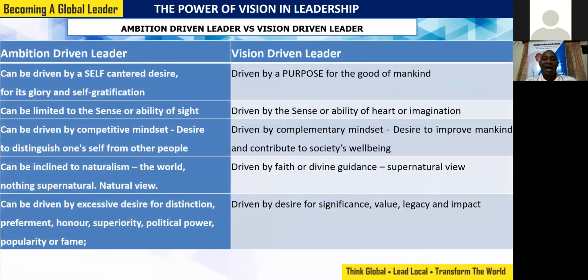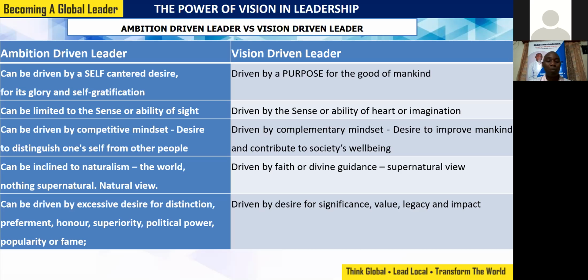So there are a few differences. When you look at an ambition-driven leader, they can be driven by a self-centered desire for its glory and probably for self-gratification. But vision-driven leader, they're driven by a purpose and a vision for the good of mankind. It's an outward focus. Ambition can be, and I'm using that word carefully, can be inward focused, self-centered. Ambition can be limited to the sense or ability of sight, but vision can be driven by the sense or ability of heart or imagination.